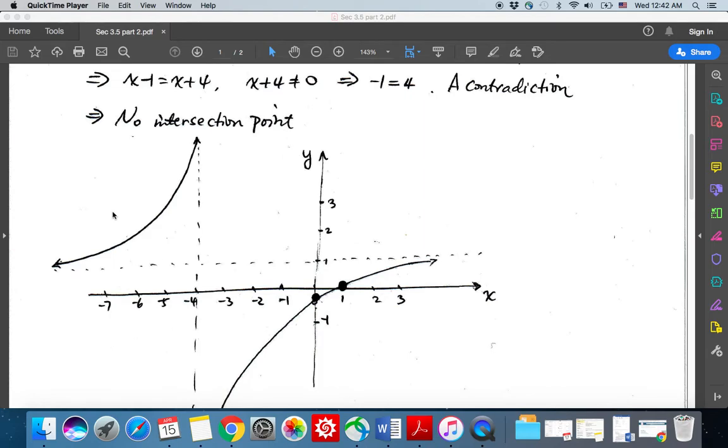But on the other hand, because the rational function is defined for all real numbers except x equals -4, we do expect there will be a portion of the curve to the left of -4. It's not going to be down here, so it has to be up here. So this is what the remaining portion of the graph of the rational function is going to look like.